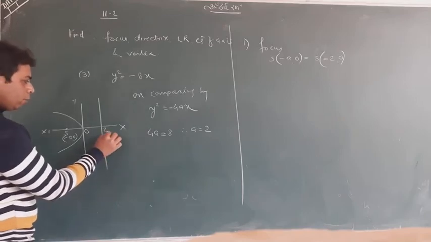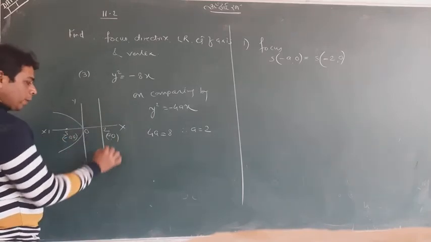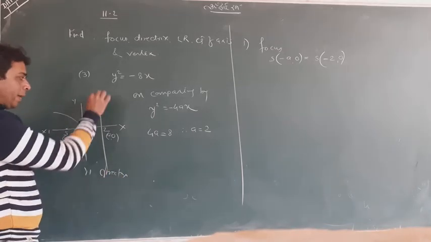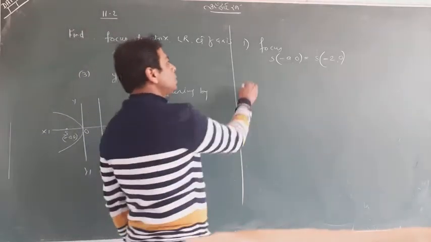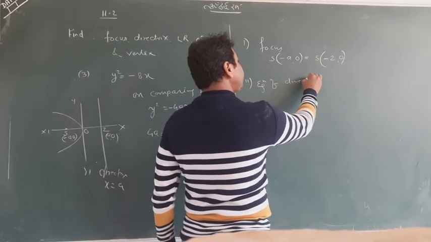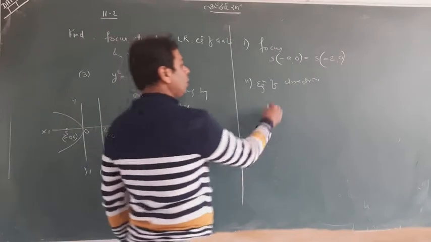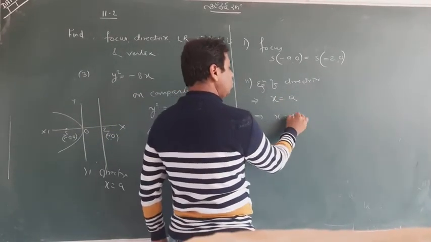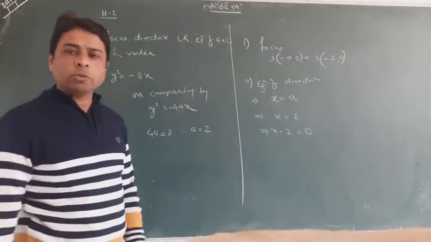Now let me tell you one thing: when the focus is (minus a, 0), the equation of the directrix is x equal to a. It is parallel to the y-axis. So if I write here the equation of directrix, x equal to a, your answer is x equal to 2. You can also give your answer as x minus 2 is equal to 0.